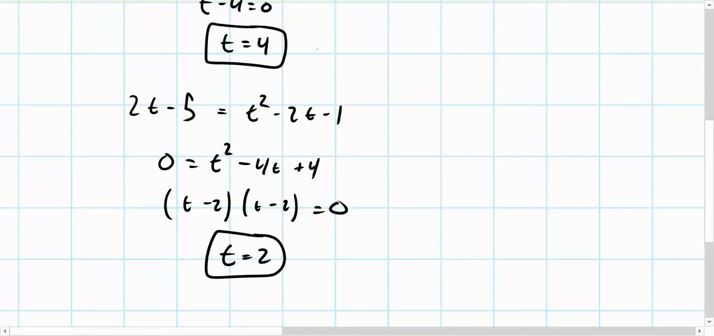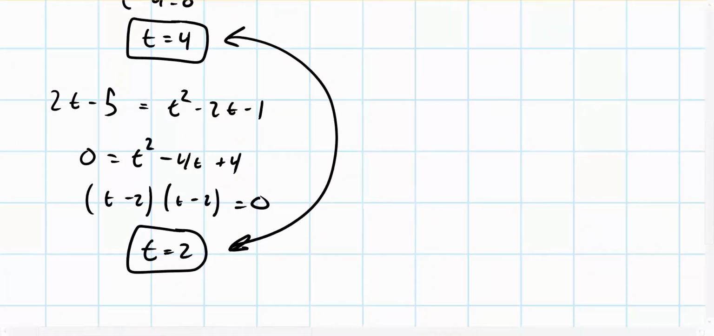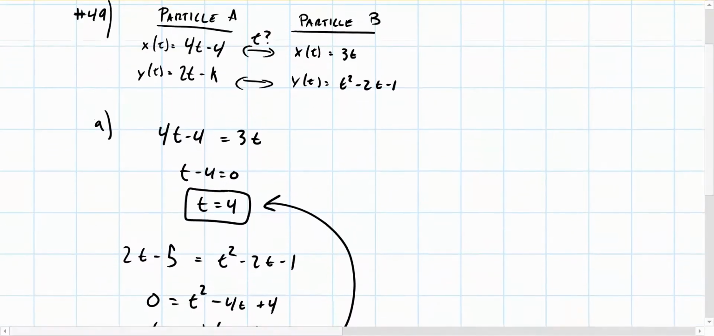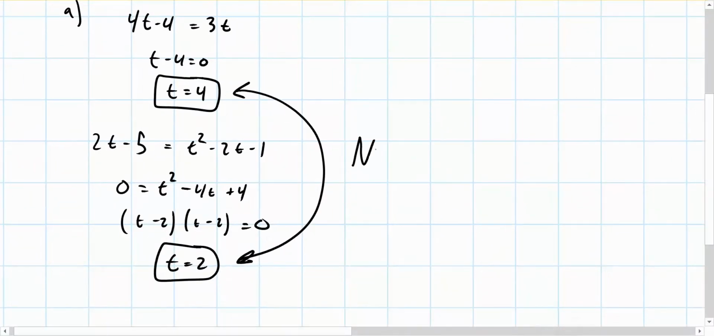Because these t's are different, we know that for a given t value, both the x position and the y position of particle B will not be the same. Therefore, no, these particles will not collide.